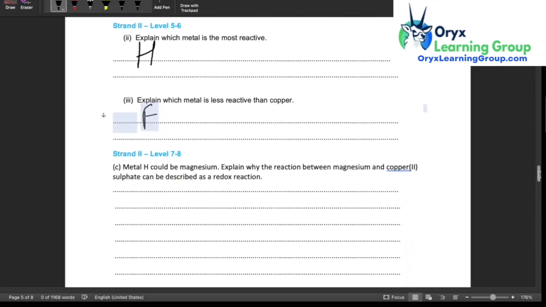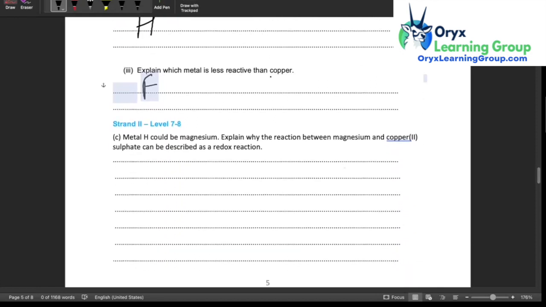Okay, now strand 7, level 7 to 8. Let's try to first understand this question. It says metal H could be magnesium. Explain why the reaction between magnesium and copper sulfate can be described as a redox reaction. Okay, so Alex, Sarah, and Laura were the first ones to join, and they said that they want to practice more of level 7 to 8. So this question is for them and others as well, obviously. So let's try to answer this one.